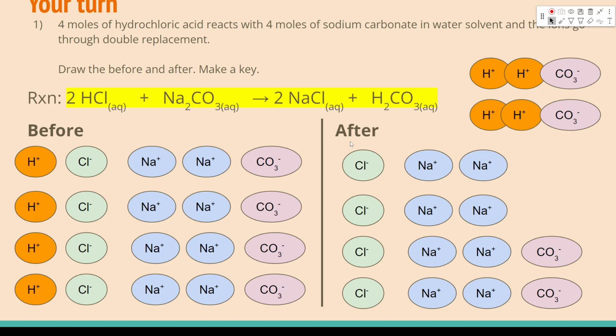And so in the after, I have my sodium chloride. Those are not going to be together because they are soluble in water, so they're going to chill as ions. And then I have my weak acid. So H2CO3 is a weak acid, and so they stay together. And so that's why I have them together like this. They're touching. And then I would just draw this in like a beaker or something. Again, it depends on how the AP test wants you to do it.